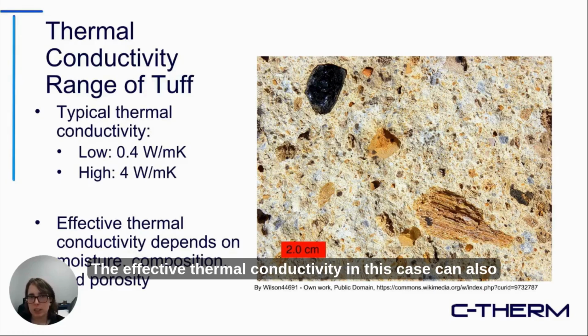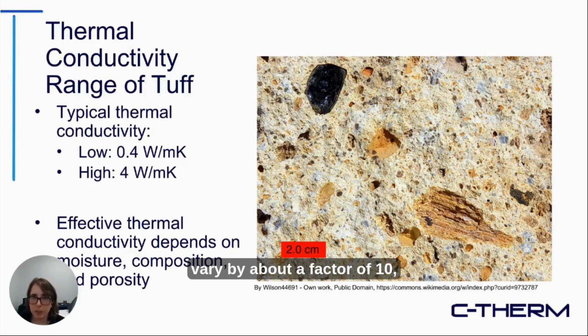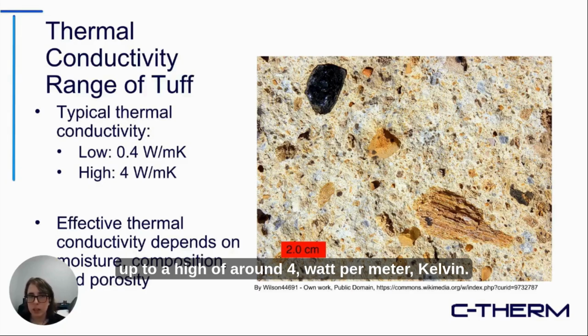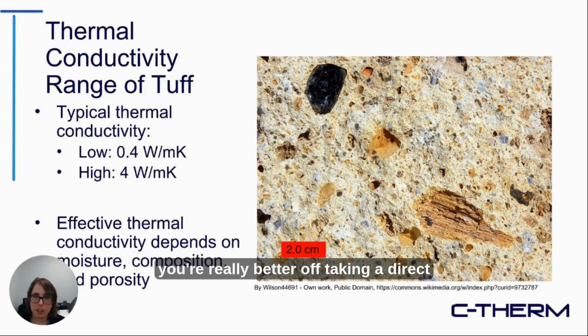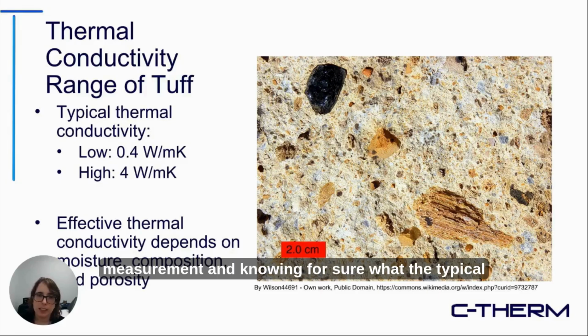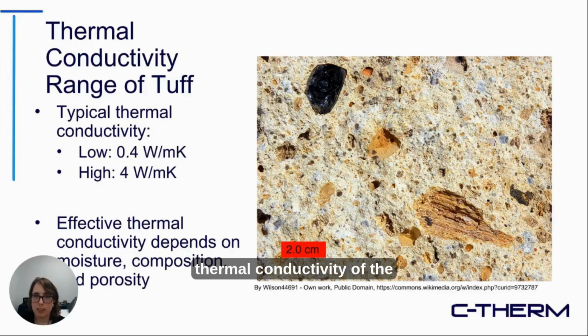The effective thermal conductivity in this case can also vary by about a factor of 10, from a low of about 0.4 watt per meter Kelvin up to a high of around 4 watt per meter Kelvin. So again, when you're looking at a factor of 10 potential variation, you're really better off taking a direct measurement and knowing for sure what the typical thermal conductivity of the deposit that you're looking at is.